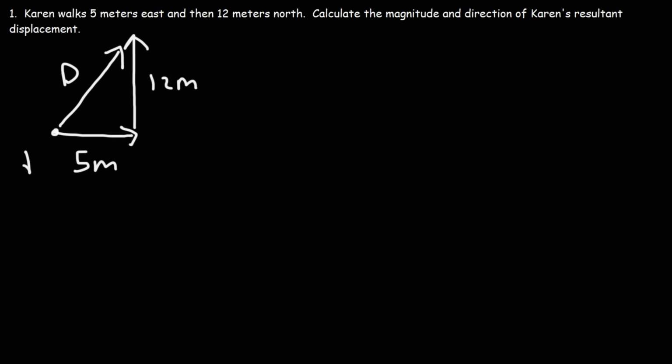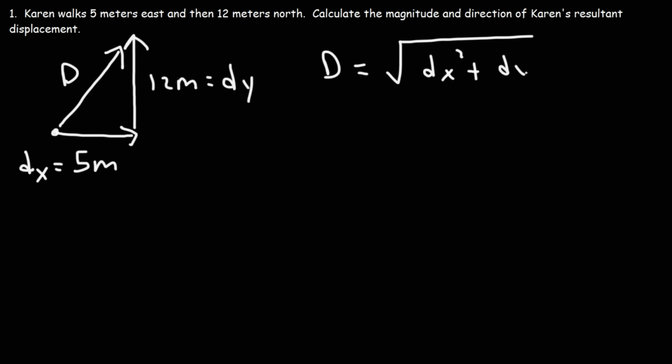The 5 meters, that's dx. dy is the 12 meters. You can think of it as the resultant displacement in the y direction. So to calculate the resultant displacement d, we could simply use the Pythagorean theorem. a squared plus b squared is equal to c squared, but c is going to be the square root of a squared plus b squared. So d is the square root of dx squared plus dy squared.